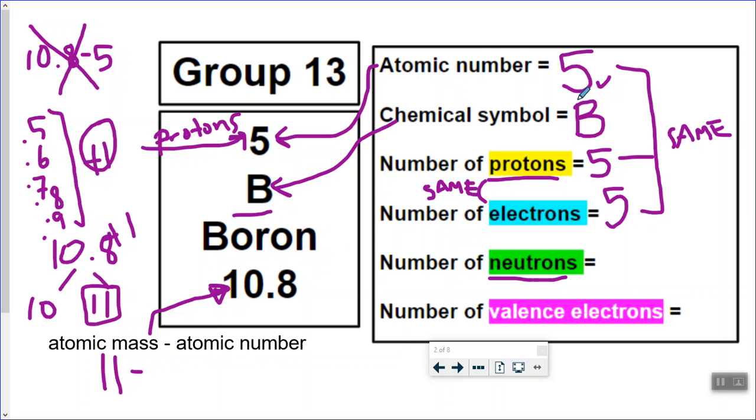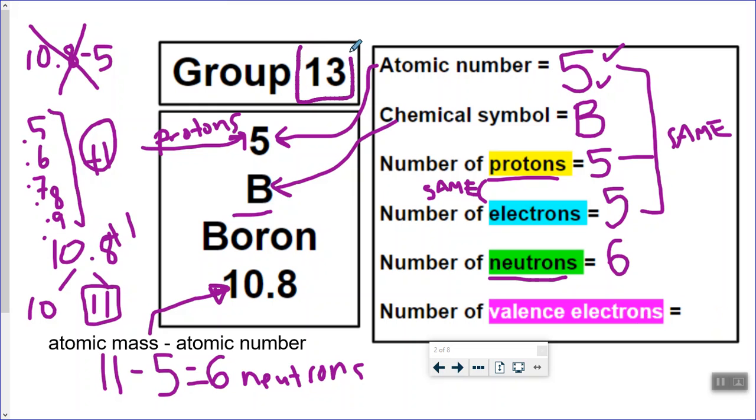Minus the atomic number. The atomic number is 5. So we do 11 minus 5 gives us 6 neutrons, okay? This is how we find neutrons. You do the atomic mass minus the atomic number. So the number of neutrons is 6. Number of valence electrons. You look at the group number. If it's group 13, that means it has 3 valence electrons. Okay? So this would be 3.